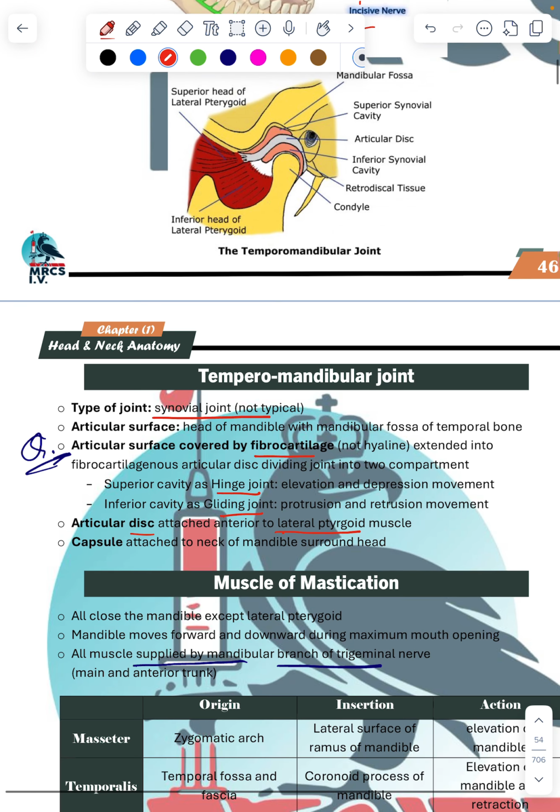So this is about the temporomandibular joint. It is not a typical synovial joint, as there is a hinge type of movement. Along with this there is gliding movement, hinge as well as gliding, anterior and posterior protrusion and retraction, that causes gliding movement. So it is covered by fibrocartilage and not hyaline type of cartilage.